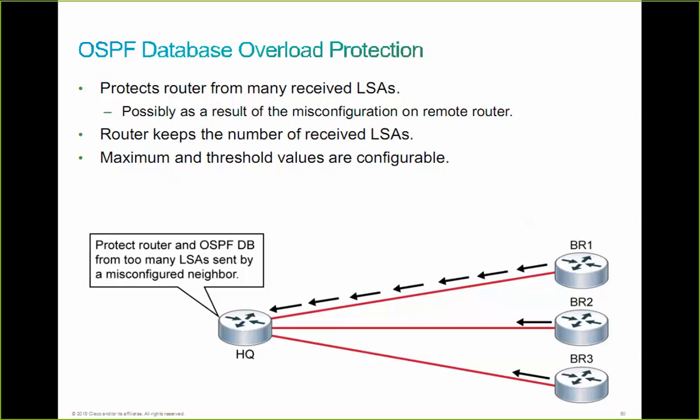When the OSPF link state database overload protection feature is enabled, the router keeps a count of the number of LSAs that it's received, and this is done on a per interface basis as well, but overall, when we reach that threshold for the number of LSAs, a syslog message gets generated, okay?